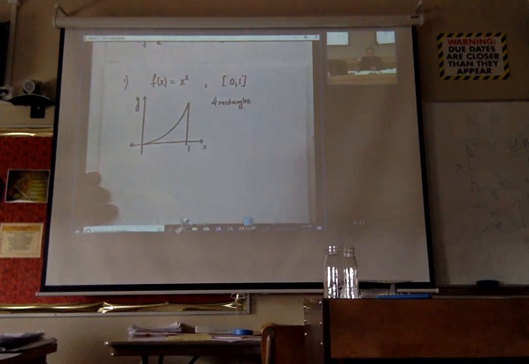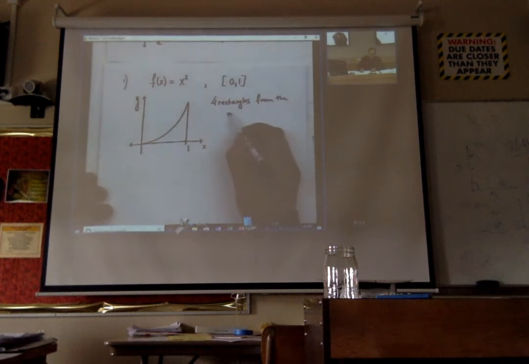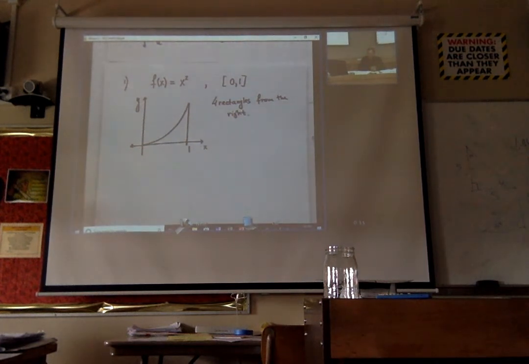But then something else has to be added here, from the right. So we're approximating the area under the curve using 4 rectangles from the right. Well, technically what that means is that you also have from the left. Okay, so we'll talk about this in a moment.